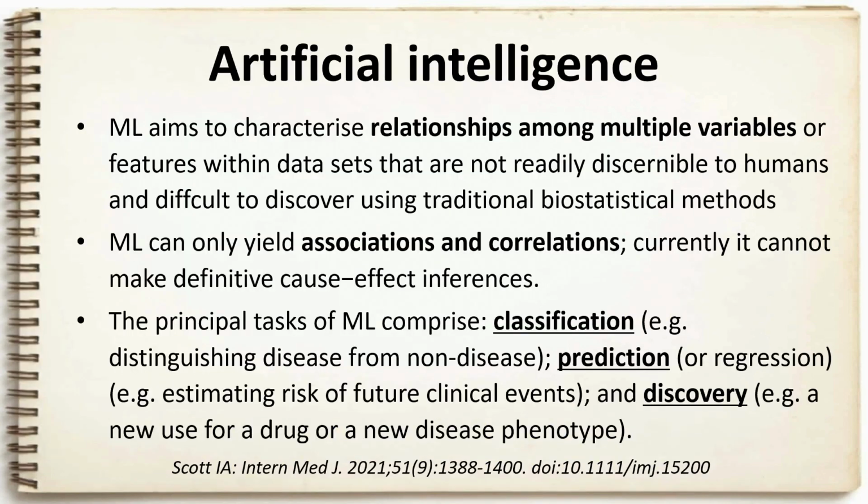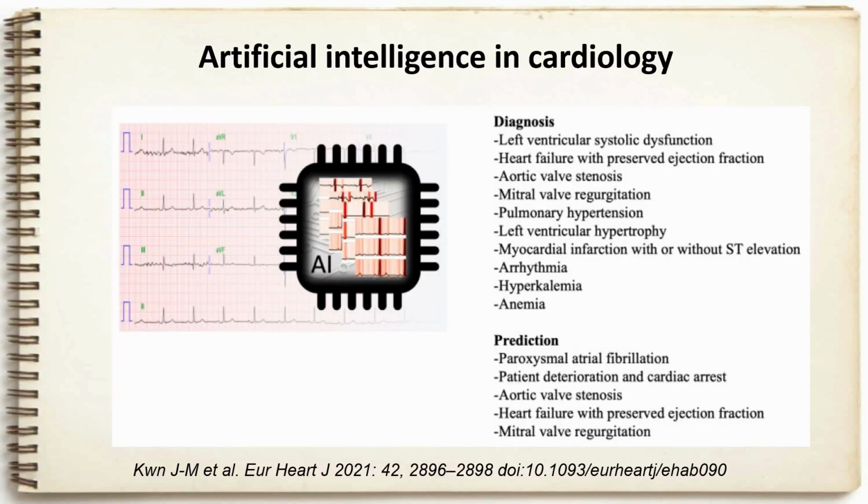So artificial intelligence basically aims to characterize relationships among multiple variables on very large data sets. Machine learning can mainly yield associations and correlations. It currently cannot make definitive cause-effect inferences. And the principal tasks we use it for are classification, prediction, and discovery. I am going to talk only about prediction.